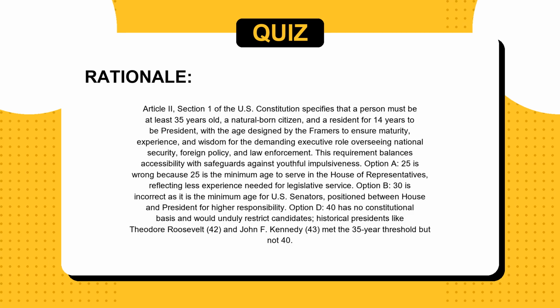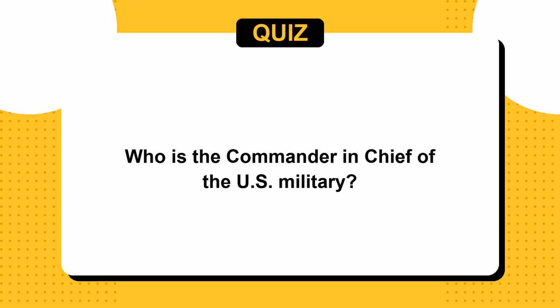Option A, 25 is wrong because 25 is the minimum age to serve in the House of Representatives, reflecting less experience needed for legislative service. Option B, 30 is incorrect as it is the minimum age for U.S. senators, positioned between House and President for higher responsibility. Option D, 40 has no constitutional basis and would unduly restrict candidates. Historical presidents like Theodore Roosevelt, 42, and John F. Kennedy, 43, met the 35-year threshold but not 40. Next question.